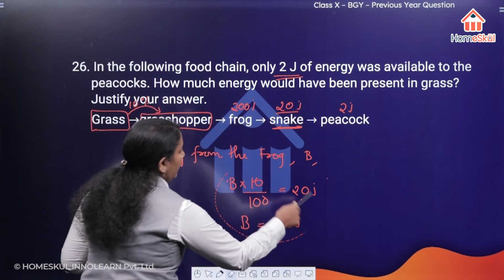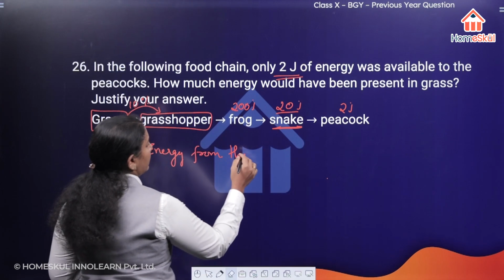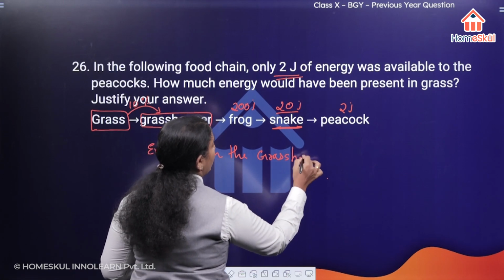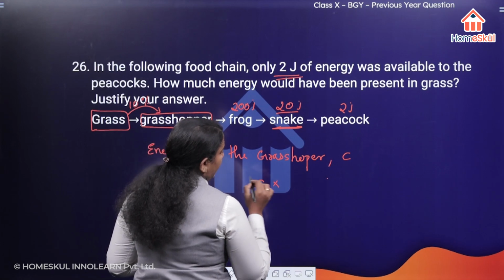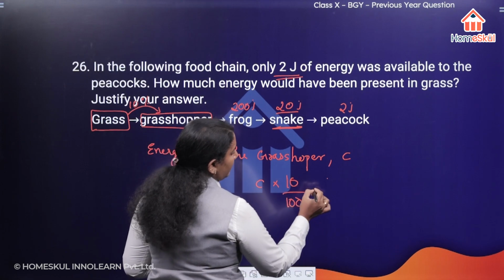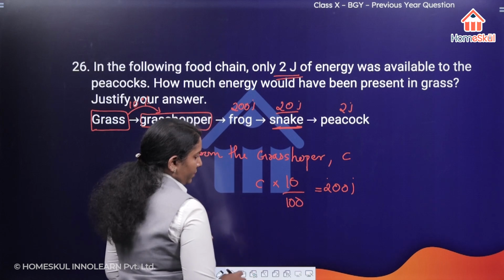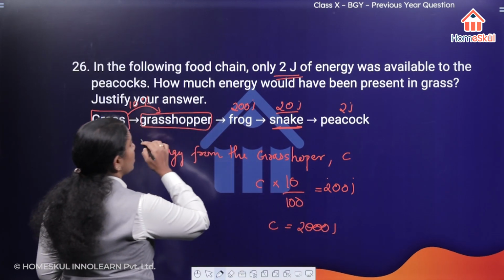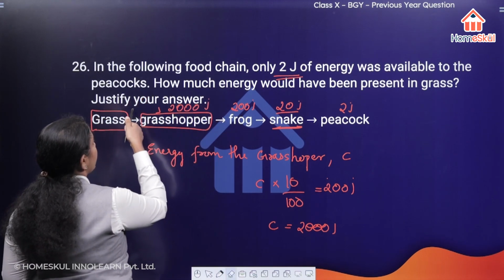Then, like that, we can calculate the energy of the previous trophic level, that is the grasshopper. How much energy will it have? It will be considered as C. Then 10% of the energy from the grasshopper is transmitted to the frog, that is 200 joules, that we already understood, right? So C is equal to 2000 joules. So this grasshopper will be having 2000 joules of energy, right?